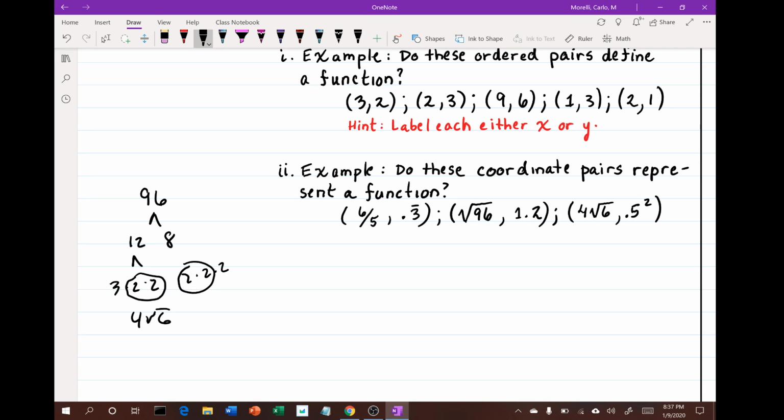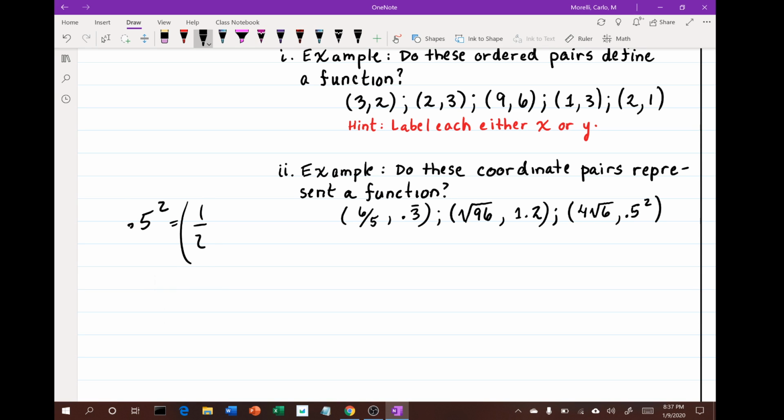0.5 squared. Ooh, that's tempting. Okay. Okay, so we're trying to teach math while we do this, right? Basically. So let's do 0.5 squared. So 0.5 squared equals 1/2 squared. That equals 1 squared over 2 squared. So that's 1/4. Okay, I love this.